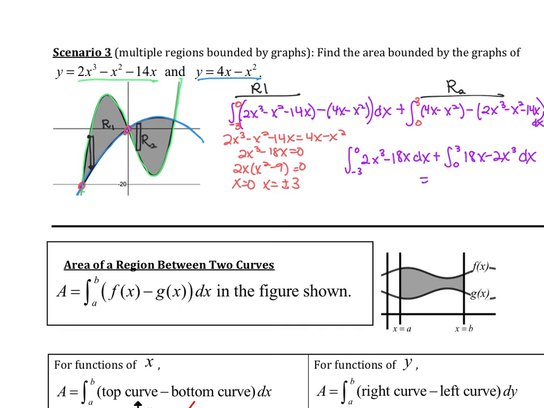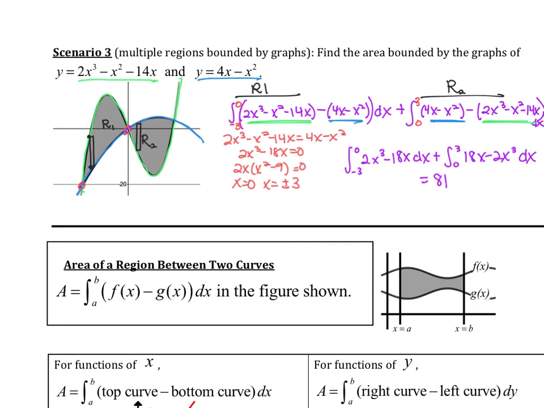Okay, hopefully you got 81. So do you see a pattern again? If you look at this, for region 1, we took the green curve and subtracted the blue curve. For region 2, we took the blue curve and subtracted the green curve. Could you generalize that? If we're trying to find the area between two graphs, and we've looked at three scenarios, in each of the three scenarios, what did we do to write an integral expression?